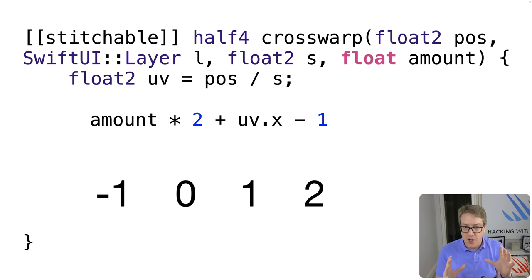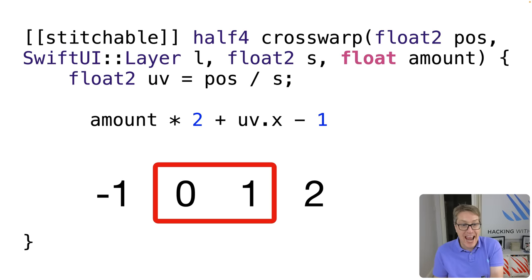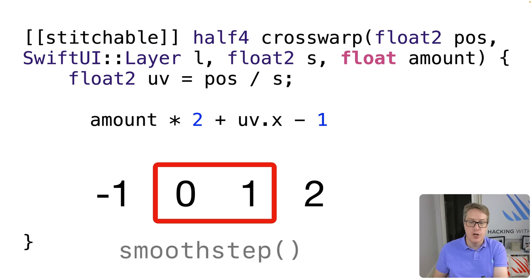The problem is, we only actually care about values in the range of 0 to 1. We don't care about minus 1, we don't care about 2. What we really want is 0 to 1. And here, we're going to use a very helpful Metal function called SmoothStep. SmoothStep does two things. The first thing it does is it clamps values to the range of our choosing. In our case, we want 0 and 1. If it's less than 0, minus 1, minus 2, minus a million, make it 0. If it's greater than 1, 2, 3, a billion, whatever, make it 1.